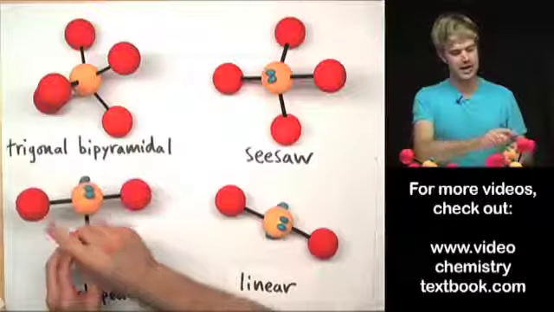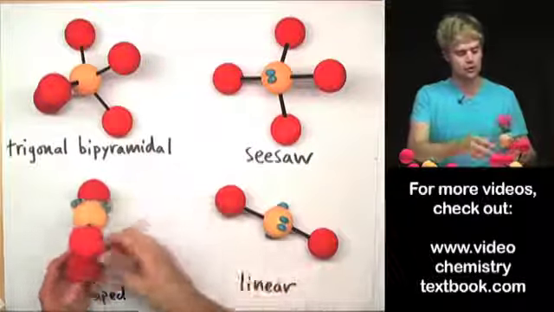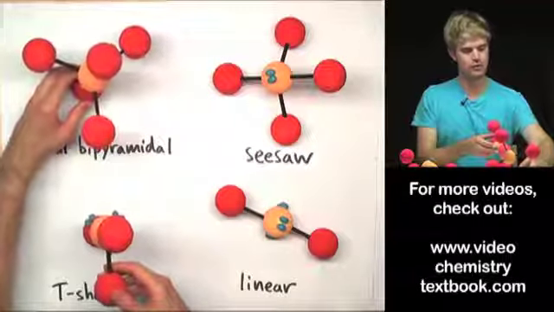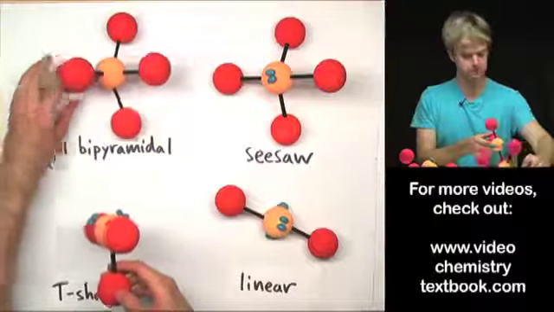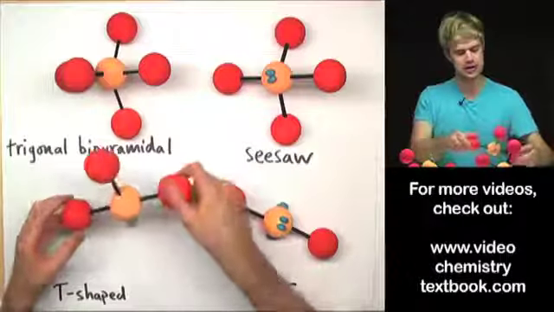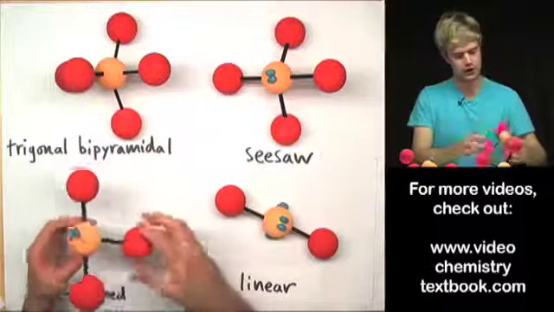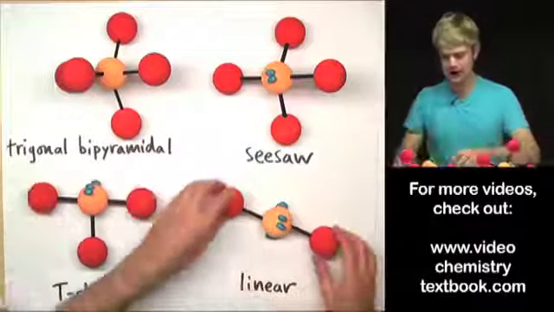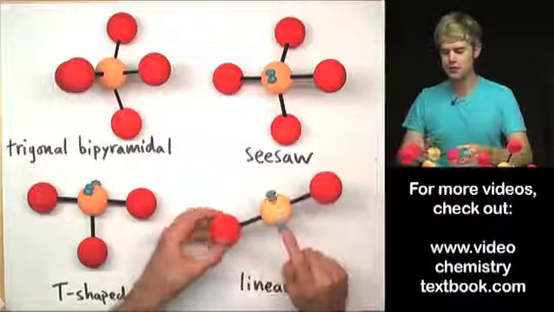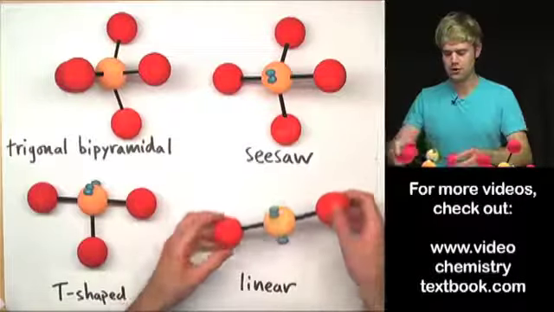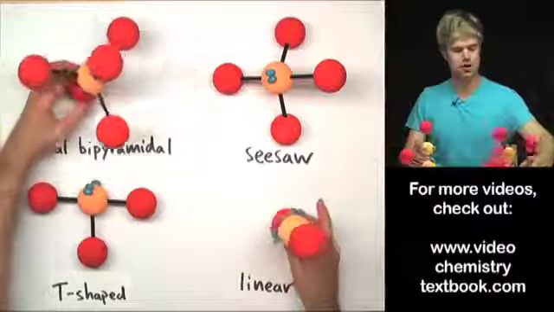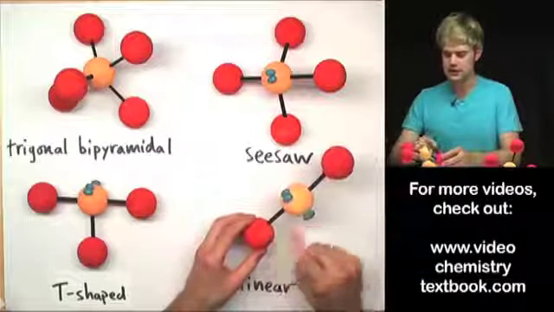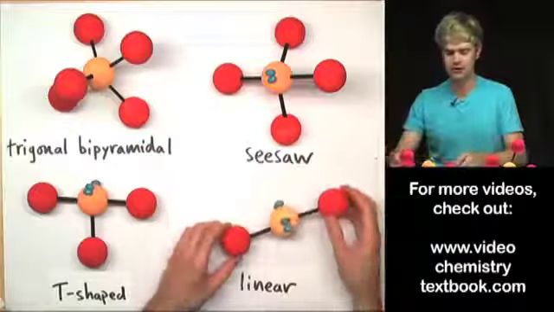If you have 3 atoms and 2 lone electron pairs, you're going to be missing 2 of the equatorial atoms that you would normally have on the trigonal bipyramidal shape, and you're going to end up with this T-shaped molecule, where you have 2 axial and only 1 equatorial atom left. And finally, if you've got 2 bonds and 3 lone electron pairs, you're going to be left with a linear molecule because all of your equatorial atoms are gone and you only still have the 2 axial atoms.